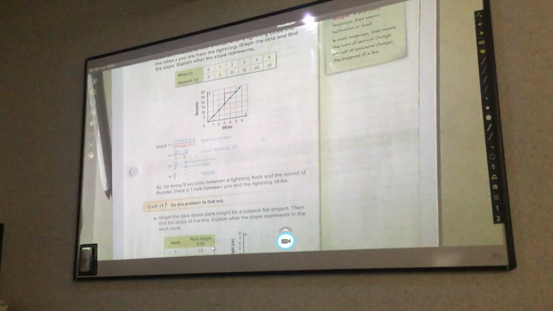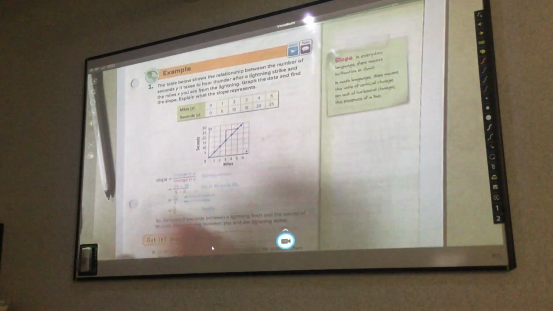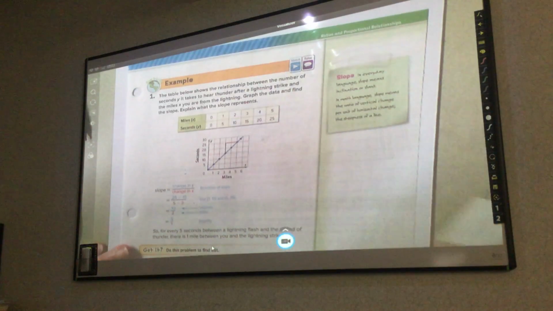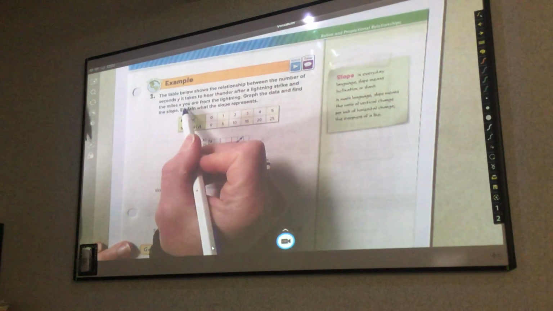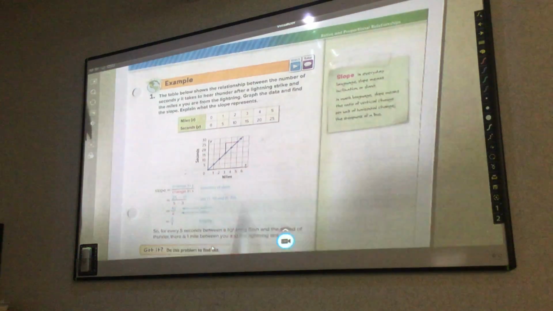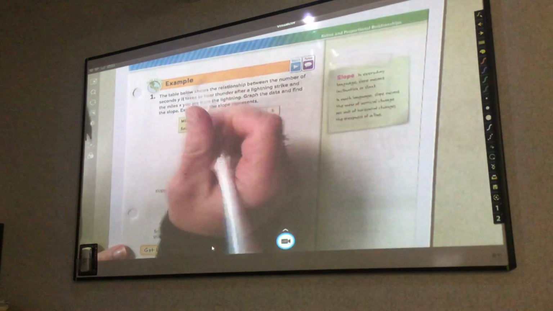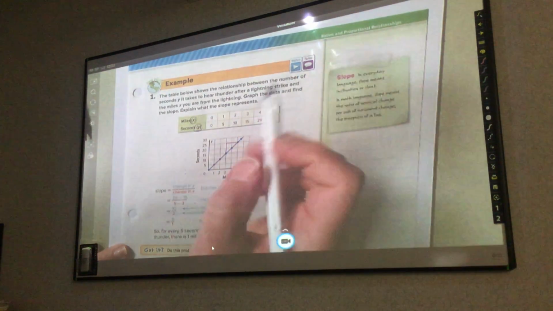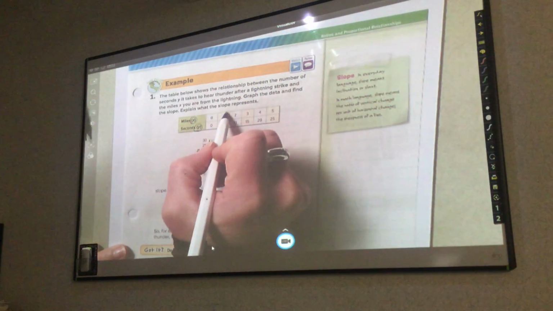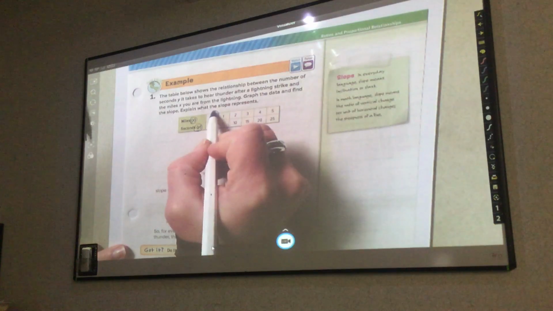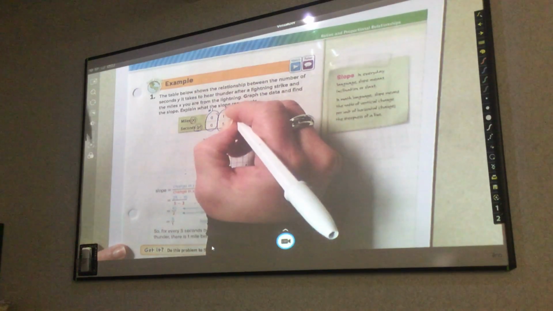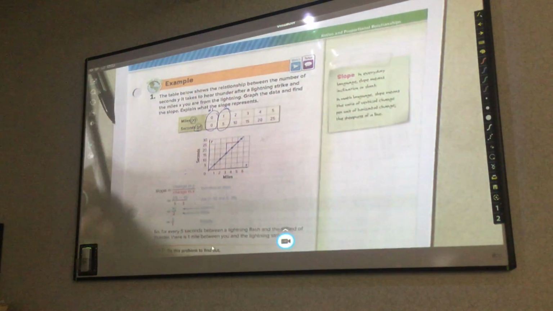First example. It says the table below shows the relationship between the number of seconds y it takes to hear thunder after a lightning strike and the miles x you are from the lightning. Graph the data and find the slope. Explain what the slope represents. Here's our x, here's our y. It's already labeled for us. This would be point 1, this would be point 2. Same here, point 1 and point 2.